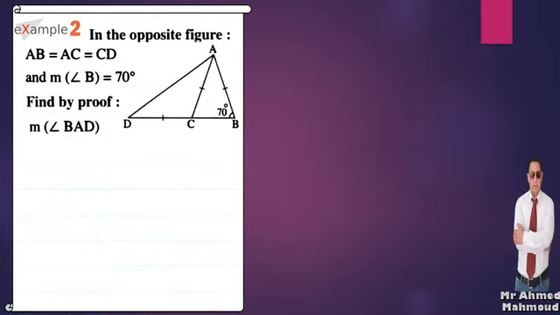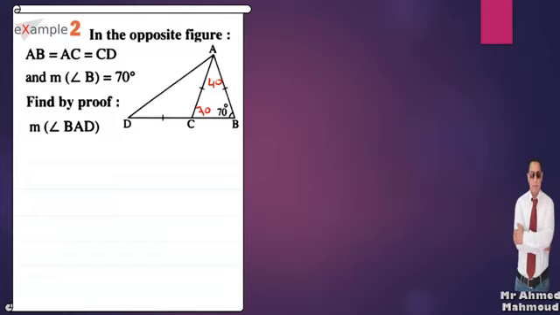In this example, AB equals AC equals CD, as we see here. Measure of angle B equals 70. Find with proof the measure of angle BAD. Okay, first angle C equals 70 degrees, because this is the isosceles triangle. Measure of angle BAC equals 180 minus 70 plus 70 equals 40. And I need the measure of angle BAD.